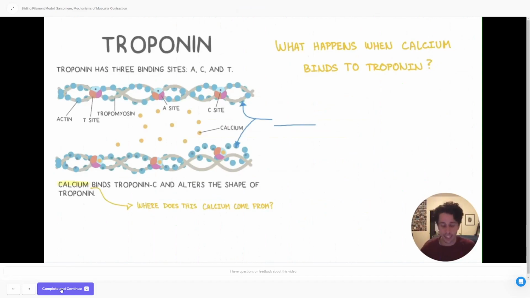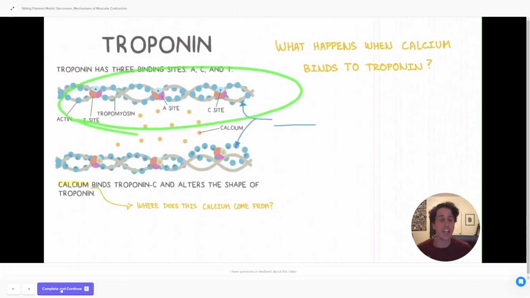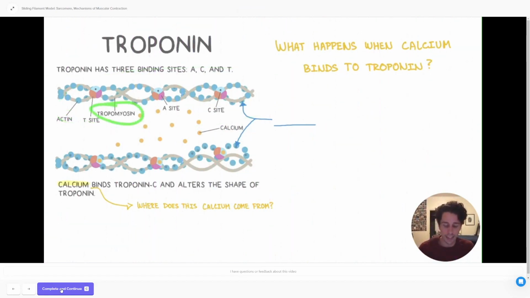All right, so let's go ahead and take a look right here at this image. So as we can see, we're going to have actin here, and if you remember, actin's that thin filament. We have tropomyosin, and then we're also going to have troponin itself. And so troponin, we can see that's made up of three different parts. We can see a C site, an A site, and a T site. And so each of these sites are going to bind to something different. So the T site is going to bind troponin to tropomyosin. The A site is where troponin is going to bind onto actin. And then the C site is going to be what binds to calcium.